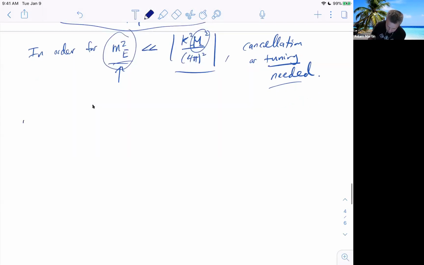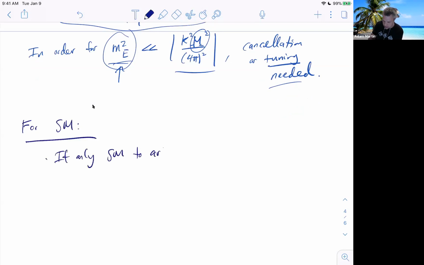For the standard model, what does this mean? Obviously, we care about the Higgs. What this is telling us is if it's only the standard model to arbitrary scale, no problem. If there is no other heavy physical scale, there's no hierarchy problem.